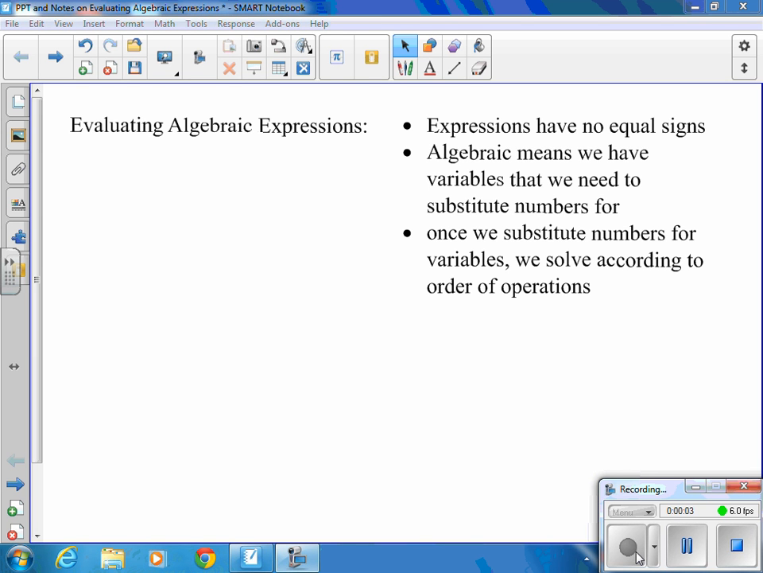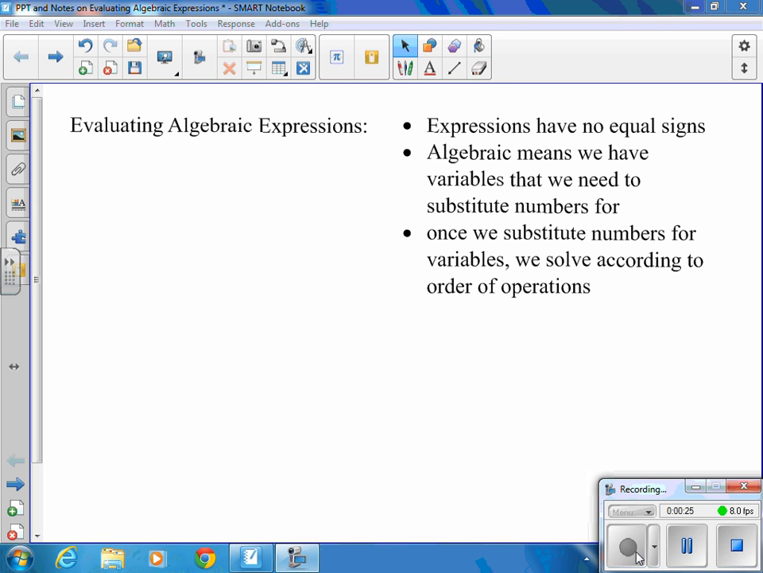Today we're going to talk about evaluating algebraic expressions. All of this really is taking order of operations to the next level, because instead of being given just all of our numbers, we now have to look at some variables in a problem and then substitute numbers for those variables. Okay? So literally that's all we're doing.